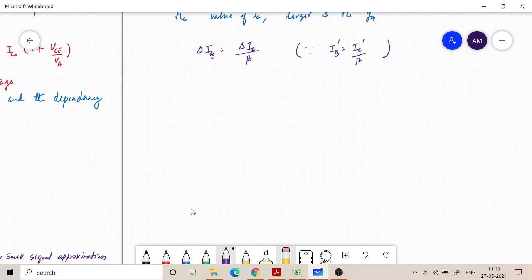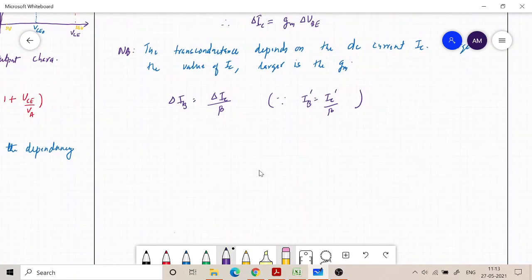If you substitute again, delta IC is basically gm into delta VB. So gm by beta into delta VB. So this is the variation of input voltage delta VB and variation of input current delta IB. So therefore delta VBE by delta IB is going to be equal to beta by gm.